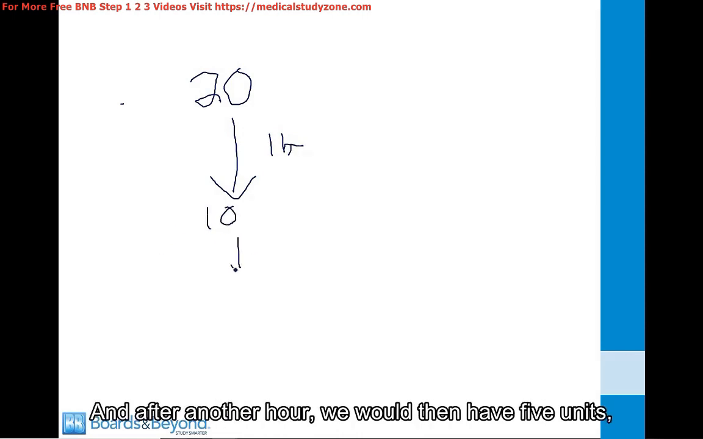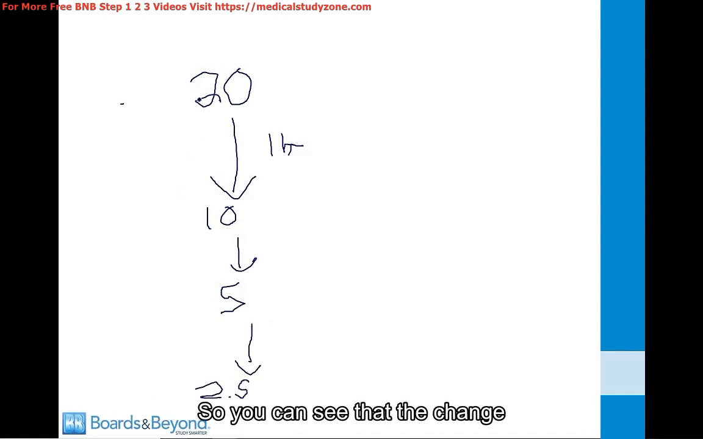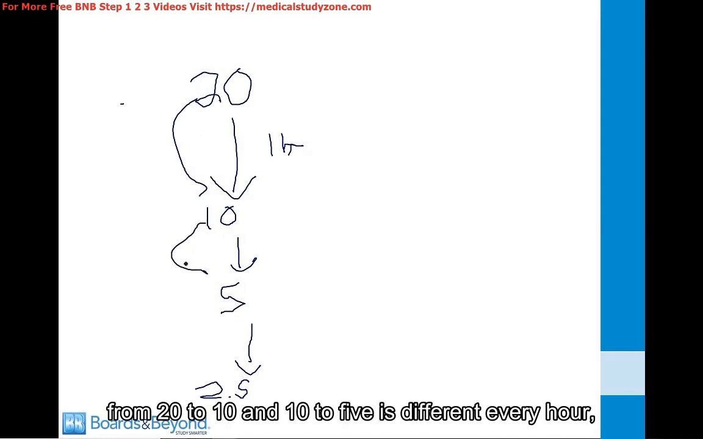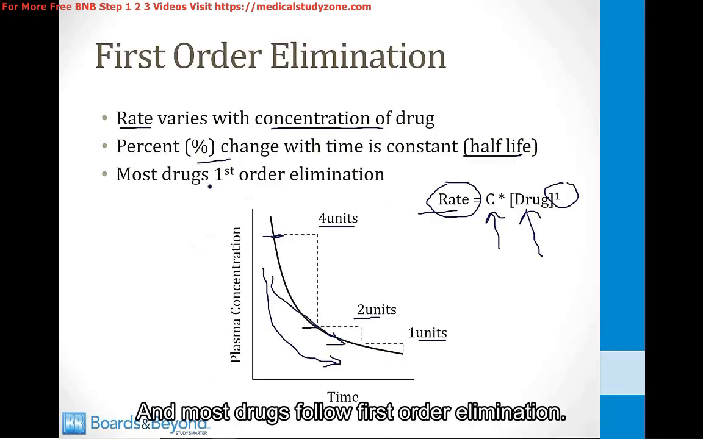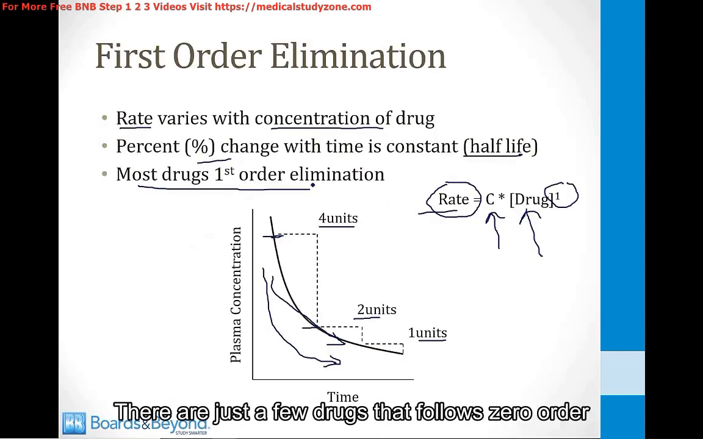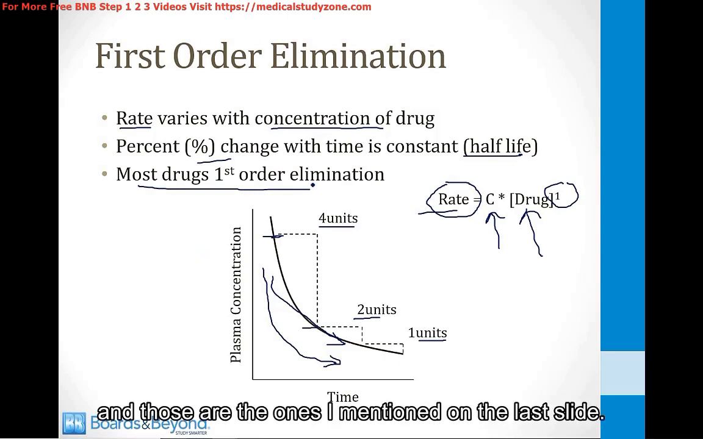And after another hour, we would then have 5 units. And after another hour, we would then have 2.5 units. So you can see that the change from 20 to 10 and 10 to 5 is different every hour. However, the percent change is constant, and therefore the half-life is constant. And most drugs follow first-order elimination. There are just a few drugs that follow zero order, and those are the ones I mentioned on the last slide.